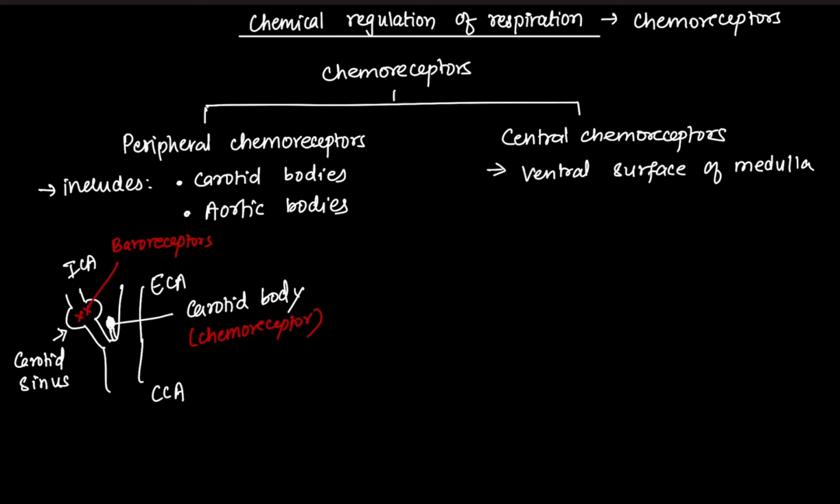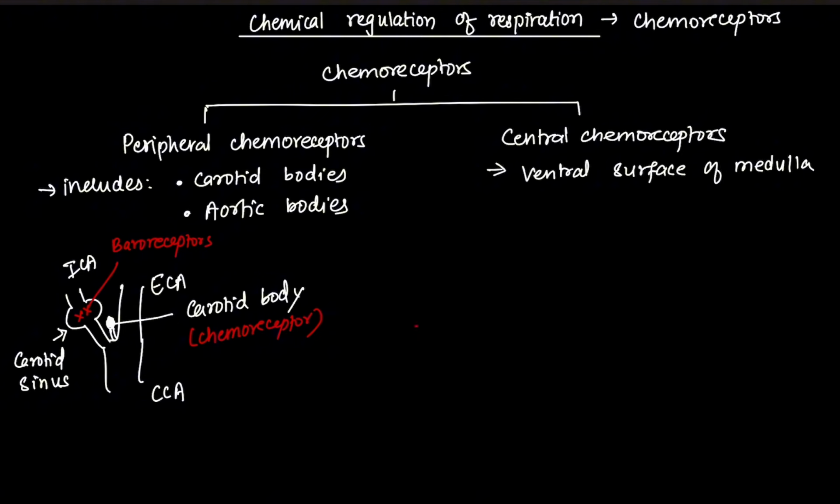So the peripheral chemoreceptors consist of carotid bodies and aortic bodies. Carotid bodies are found at the level of the bifurcation of the common carotid artery, right? So these tennis racket like shaped structures are known as the carotid body, which consists of chemoreceptors. And in the internal carotid artery, you'll find the carotid sinus, and this carotid sinus has various baroreceptors, right?